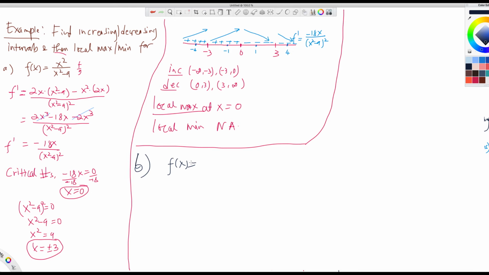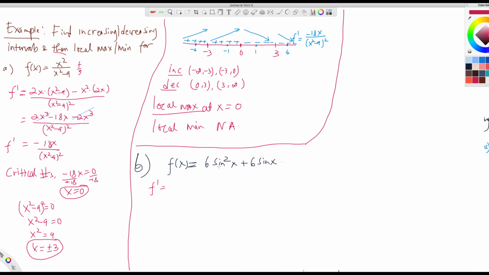Okay, so let me do f(x) equals 6 sine squared x plus 6 sine x. We'll follow all the steps again. So first of all, we need to find the critical numbers. For the critical numbers, we need to find out the f prime.